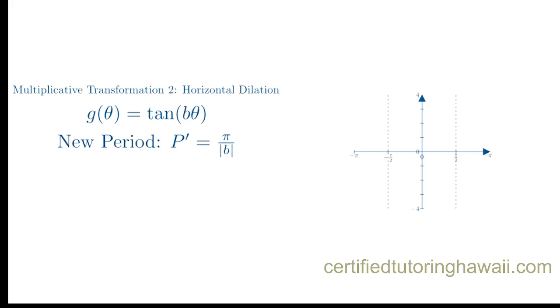And if b is negative, there's a reflection over the y-axis, but the period is still pi over the absolute value of b. For instance, let's compare tangent of theta to tangent of 2 theta. The new period is pi over 2. The graph is horizontally compressed, meaning you see a full cycle in half the space.